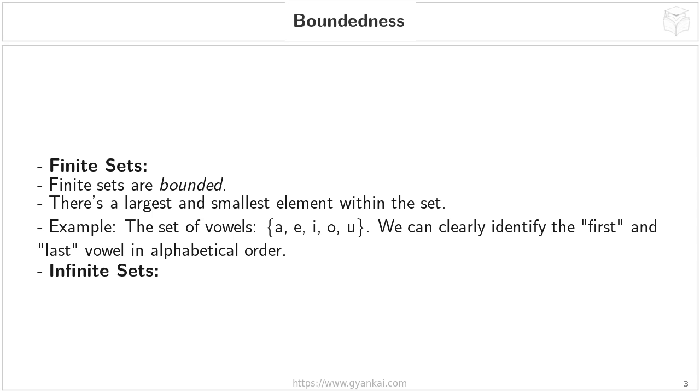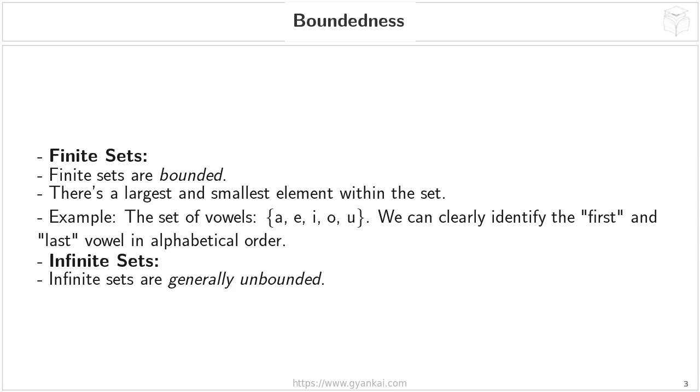Now let's contrast that with infinite sets. Infinite sets are generally unbounded. This means there isn't a largest or smallest element you can point to. No matter how big a number you pick, you can always find a bigger one in an infinite set.